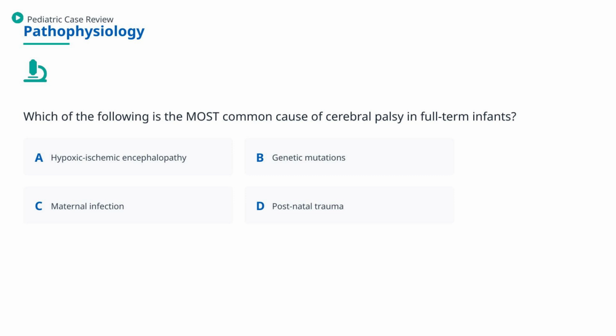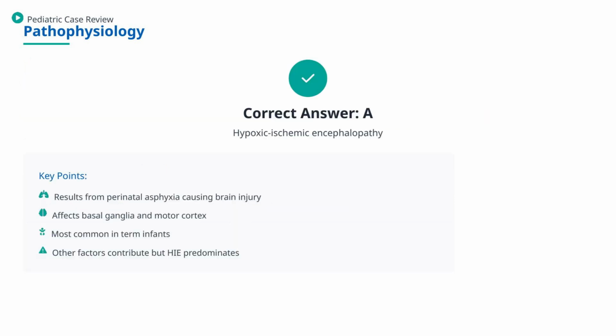Which of the following is the most common cause of cerebral palsy in full-term infants? A. Hypoxic ischemic encephalopathy. B. Genetic mutations. C. Maternal infection. D. Postnatal trauma. The correct answer is A.